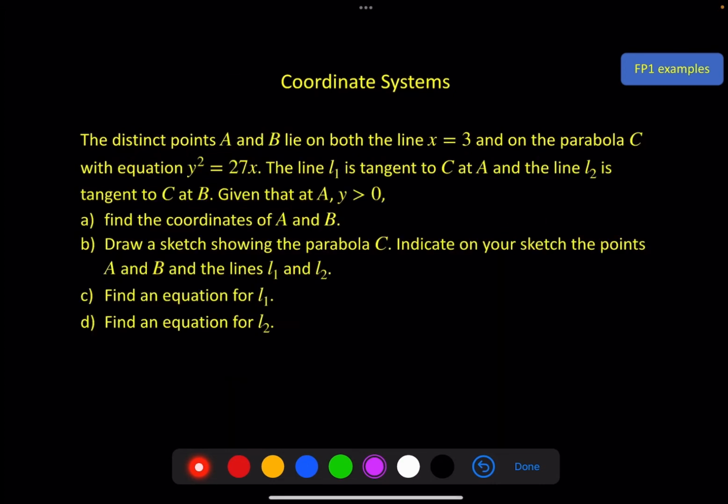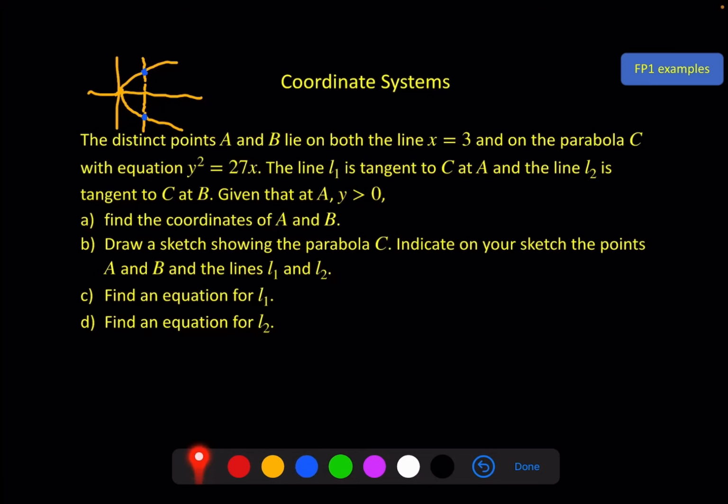Example number 2. The distinct points. That's telling you that these are two separate points. A and B lie on both the line x equals 3 and on the parabola C with the given equation. So a quick sketch. I do like my quick sketches. Here's our parabola, something like this that goes through the origin, and then x equals 3 is over here somewhere maybe. And they're telling us that points A and B are distinct points. That means one of them is this one and the other one is this one.